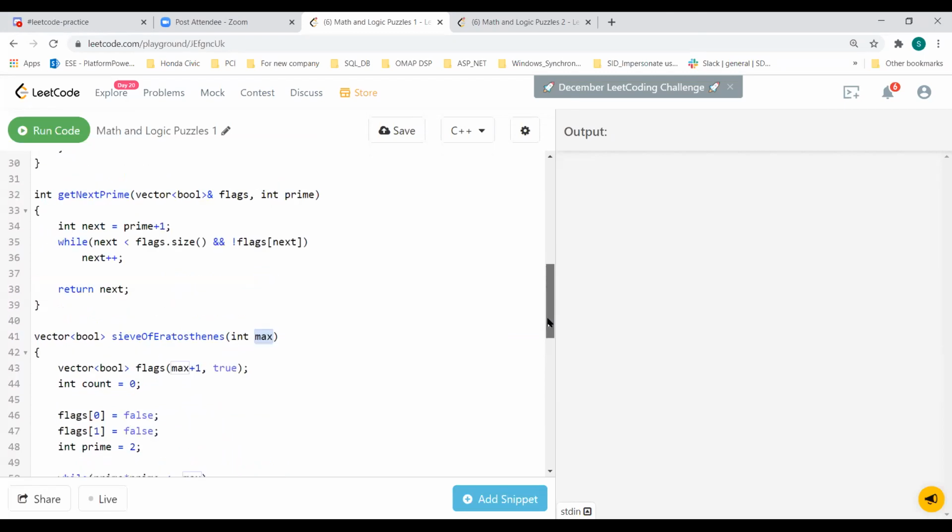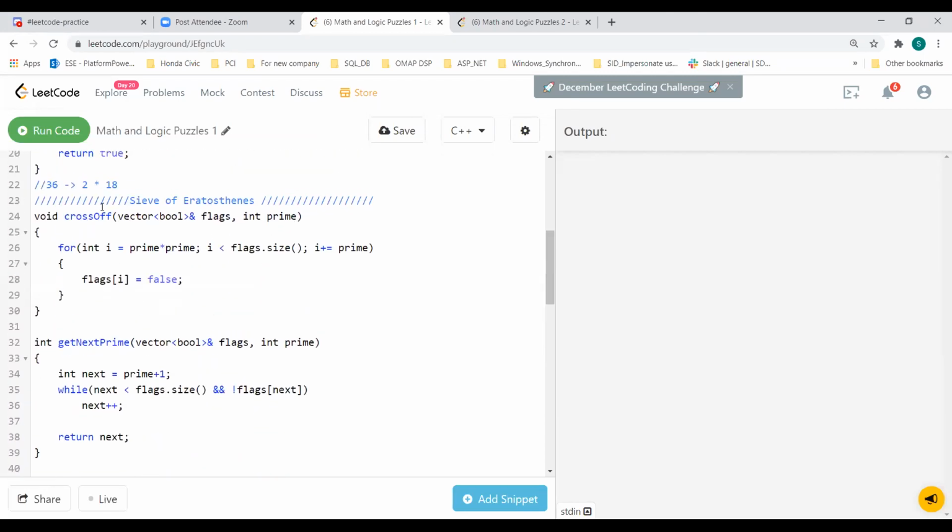So I'll quickly go through what this cross off is. It's very simple. It takes the flags table and the prime number you have just passed to it, and goes through this for loop. Every time we look for a multiple of the prime, we set it to false, and then we just move one prime further. If it is 2, we move to 4, therefore we just have to add the prime over and over again, right? 4 to 6, then 8, and so on and so forth.